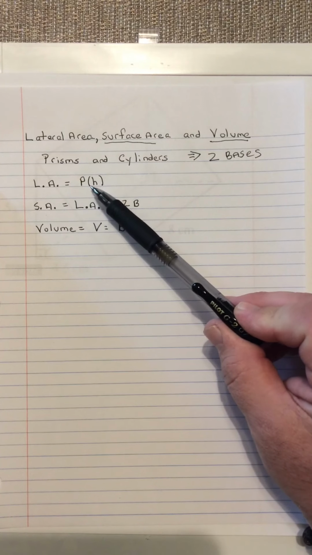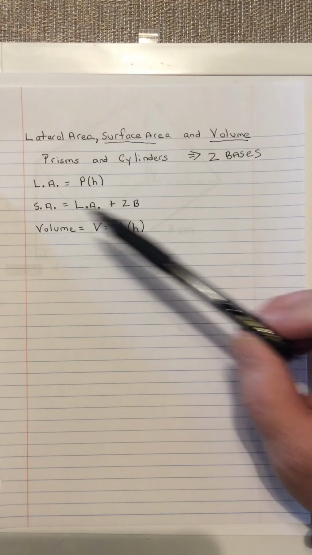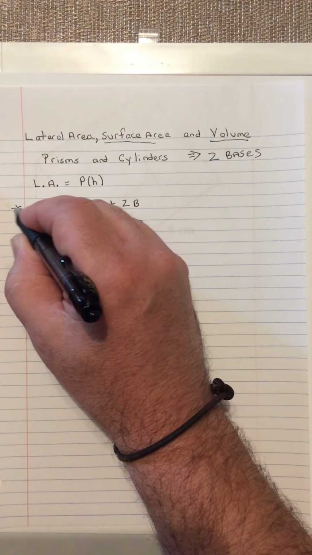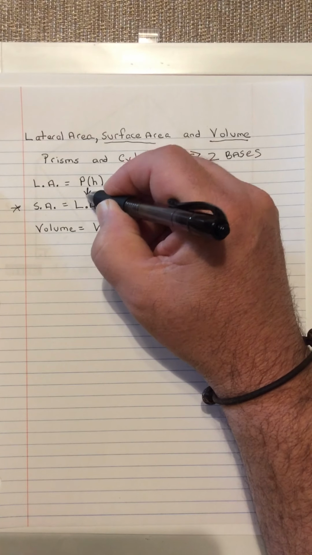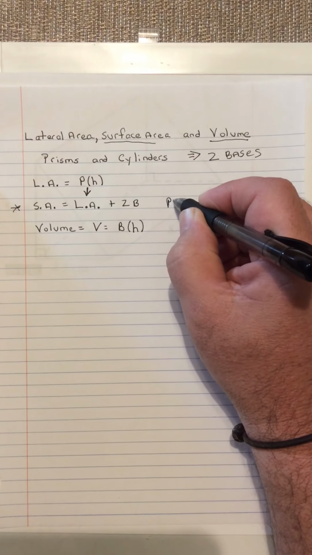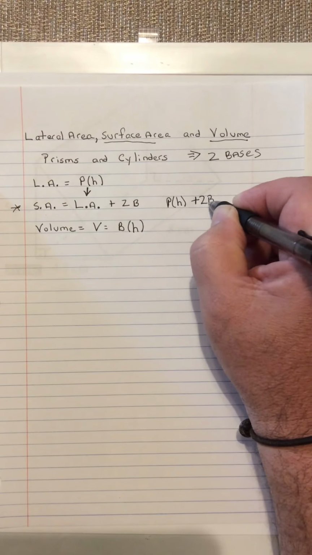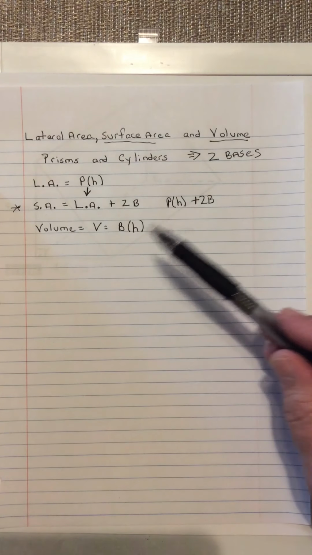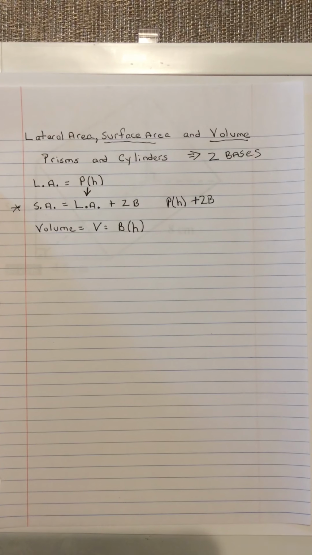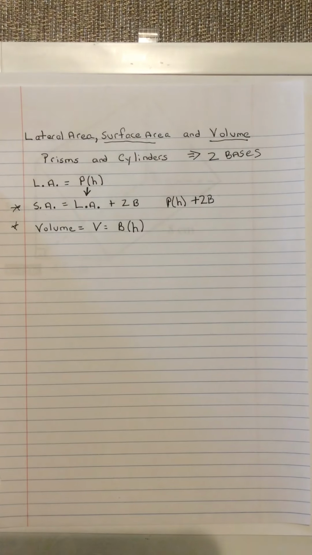Lateral area is always going to be the perimeter of the base times the height. Surface area, which we're going to focus on the most, but we need the lateral area to do it, is always the lateral area, so perimeter of the base times the height, plus two areas of the base. I believe Mr. Mead simply put two areas of the base in front. And volume would be area of the base times the height. So those are the three formulas that you need. We're going to focus on those two.